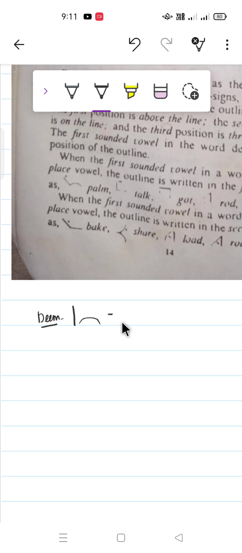So whenever you get a third place vowel, where do we need to write? We need to write through the line. You know this thing. So which stroke is to be written through the line? We have two strokes here, D and M. So which stroke do I need to write through the line?